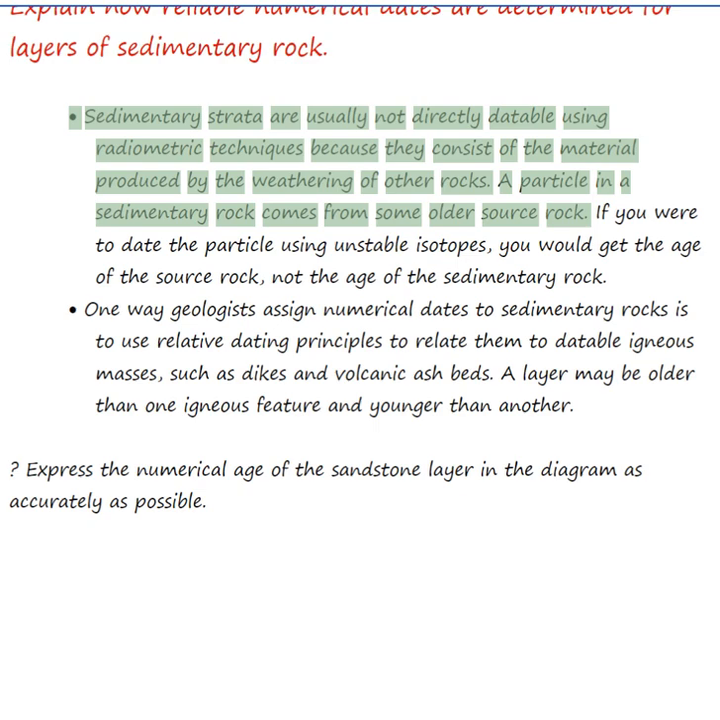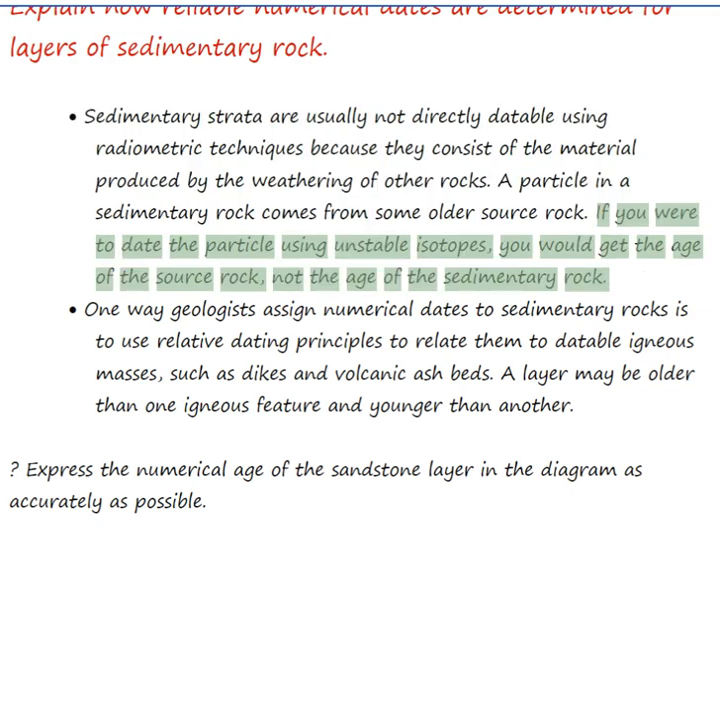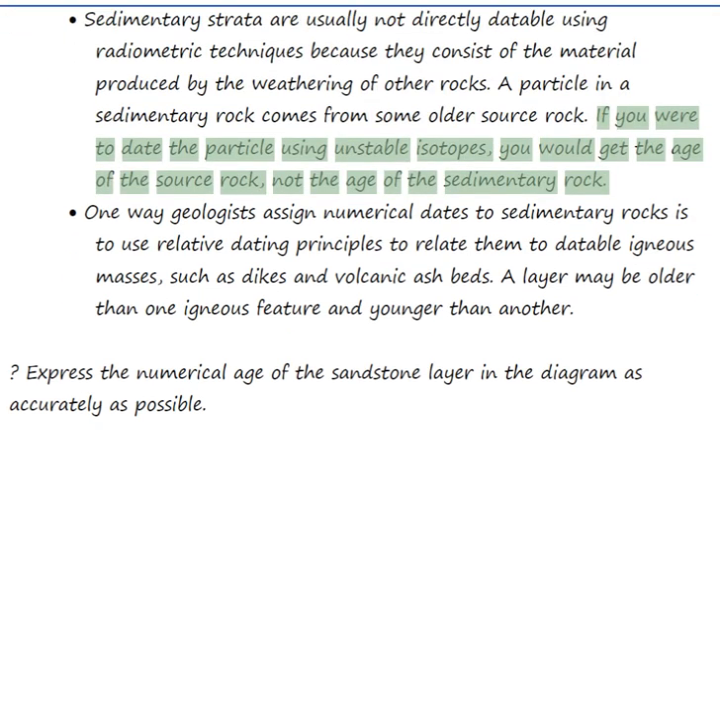Sedimentary strata are usually not directly datable using radiometric techniques because they consist of the material produced by the weathering of other rocks. A particle in a sedimentary rock comes from some older source rock. If you were to date the particle using unstable isotopes, you would get the age of the source rock, not the age of the sedimentary rock.